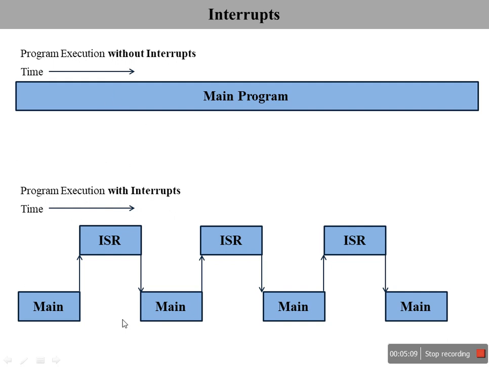This slide shows program execution with interrupts. What happens when a microcontroller is executing the main program continuously, and an interrupt occurs somewhere in between? When the microcontroller has executed this part of the main code, and assuming at that point some interrupt is generated, then immediately your microcontroller or microprocessor has to stop its main program. Then it has to attend a special code called an ISR, interrupt service routine.